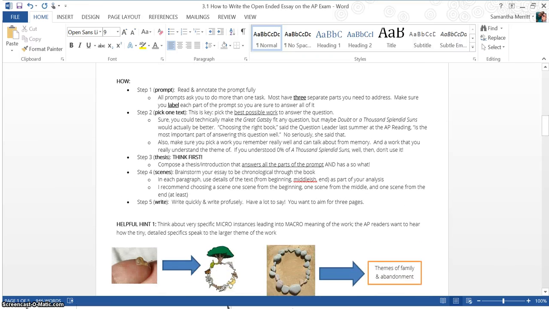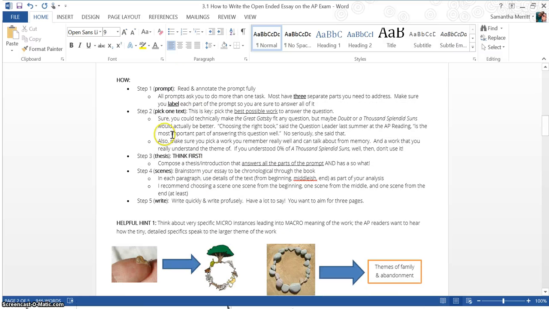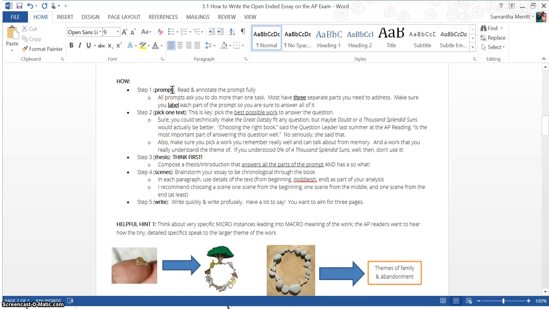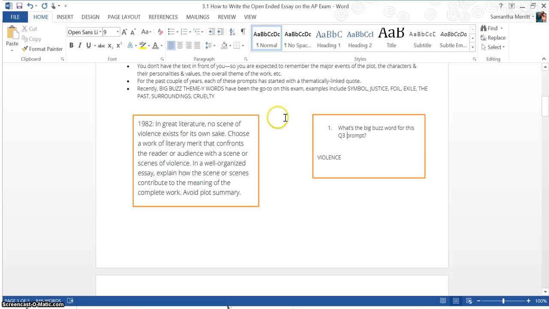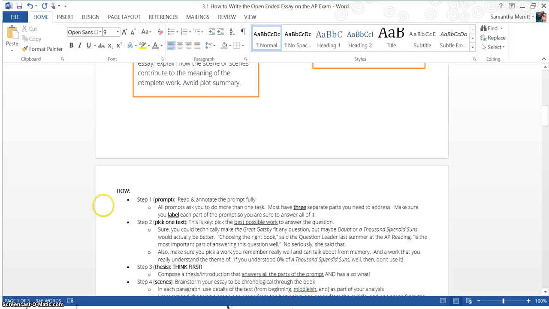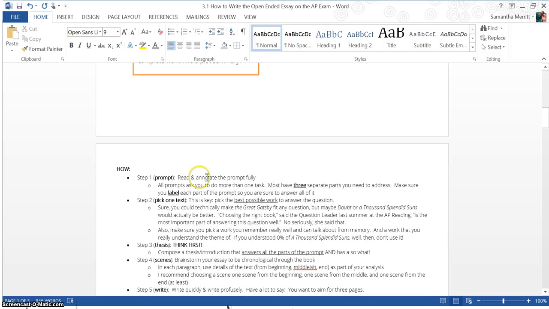So now let's talk about how we actually go about writing this essay. I recommend 5 different steps. First one is to read the prompt. Read it, annotate the prompt fully. The prompts will always ask you to do more than one task. Most often they have 3 separate parts. This 1982 one has 2 different parts, which is one of the reasons why we're starting with it, because it is easier to tackle than one of the ones with 3 parts. But it always has more than one thing, promise.